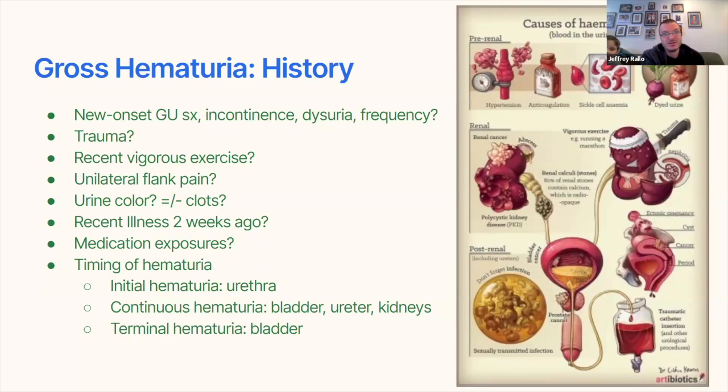What exact color is it? Are there clots in the urine versus no clots and just blood? Any recent illnesses, medication exposures, and also when does the blood happen in the stream? This can be useful information that I find the residents often don't get on history their first pass. It's a helpful question to ask them.